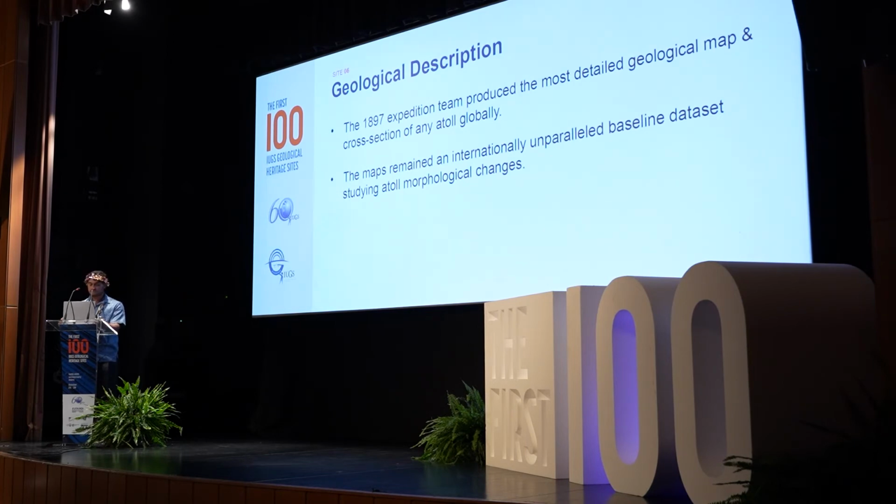Geological description. During the 1897 expedition, the team also produced the most detailed geological maps and cross-section of any atoll. The maps remain an internationally unparalleled baseline data set to study atoll morphological changes that result from coastal processes, anthropogenic influences, and climate change.